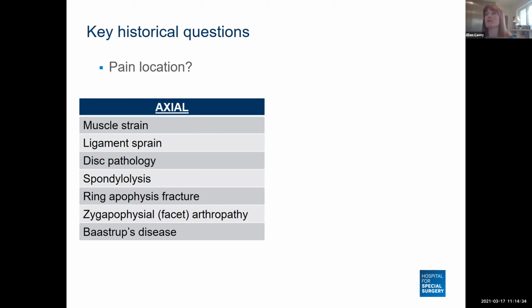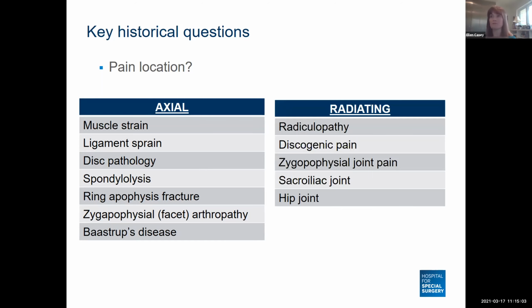And then something like Bastrup's disease, which is the idea of kissing spinous processes. You usually see it in older patients where the disc has degenerated. There's less space between the vertebrae and the spinous processes, and with extension, those bump into each other. But you can see it in young gymnasts, for example, doing a lot of repetitive extension. So those are the kind of things, if you look at their pain diagram and you know that the pain is just in the back, this is where you want to focus your history taking and exam.